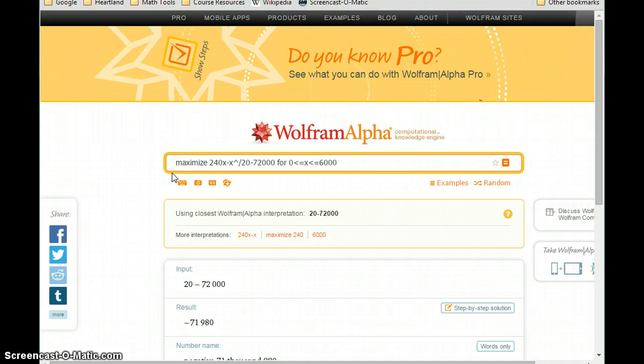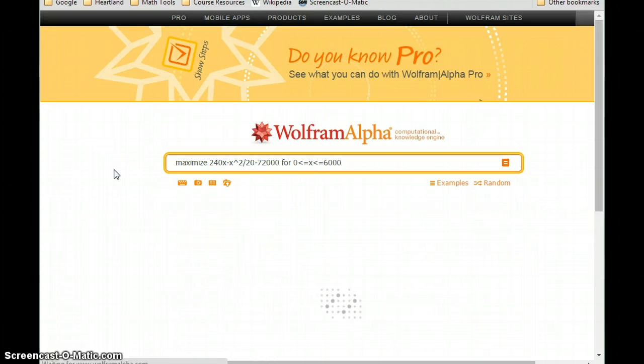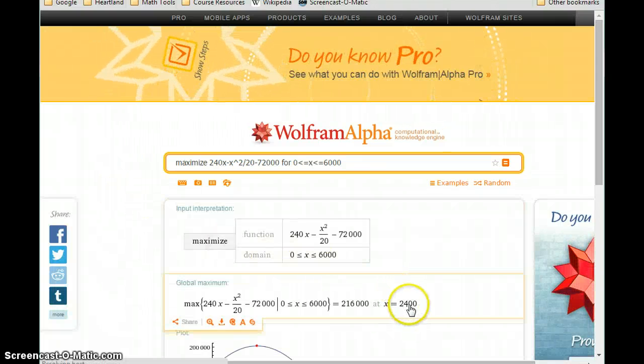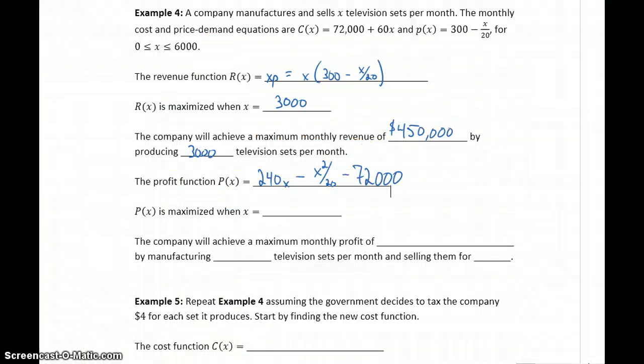And Wolfram Alpha seems unhappy with what I typed in here, so let's see. Maximize, oh, I left out the 2 there, so I was getting confused with the exponent and then divided by. So update that to be x squared divided by 20. So we get our maximum profit occurring at x equals 2,400 and a maximum profit of $216,000. So our function P of x is maximized when x equals 2,400. And the company will achieve its maximum monthly profit of $216,000.